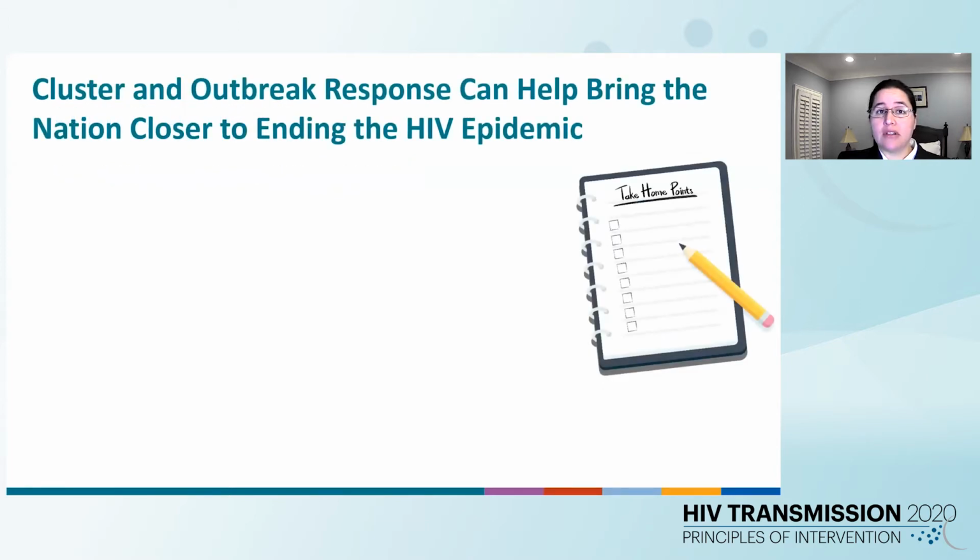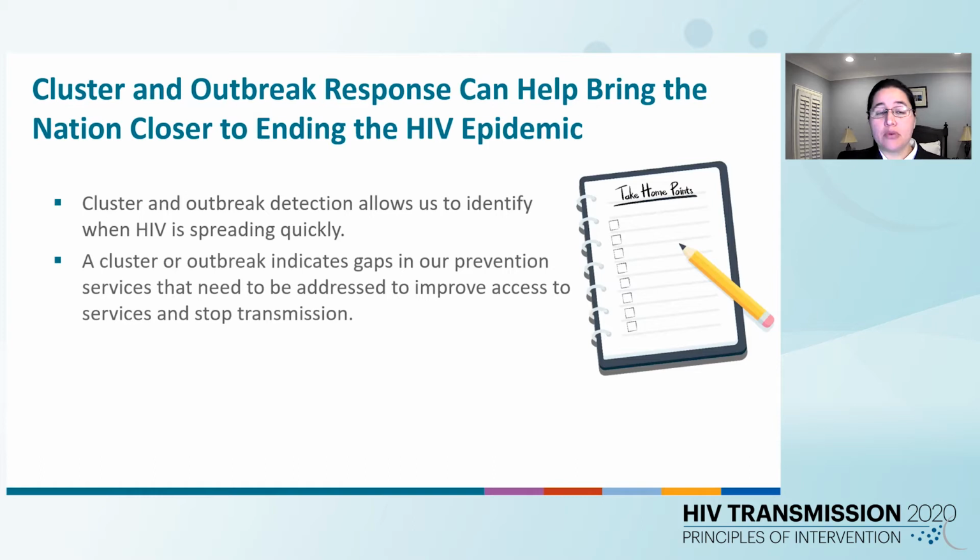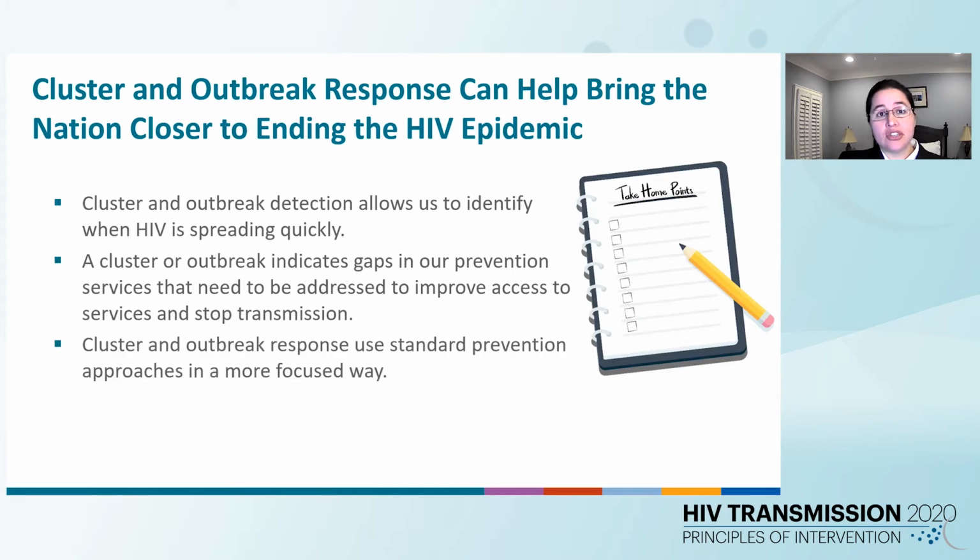First, a few key points about cluster detection and response. Cluster and outbreak detection allows us to identify when and where HIV is spreading quickly and work to stop that spread. The presence of a cluster or outbreak indicates gaps in our prevention services, which we must address to improve access to services such as ART and PrEP and stop transmission. Cluster and outbreak response uses traditional HIV prevention approaches in a more focused way.